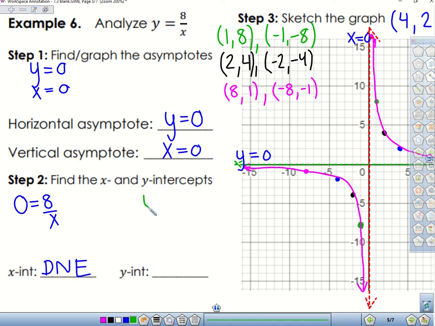So for y-intercept, we would plug in 0 for x. And can you divide by 0 in math? Yeah. Doesn't it give you 1? No. You can put it to the 0 power, which would be 1. But no, you can't divide by 0 in math.